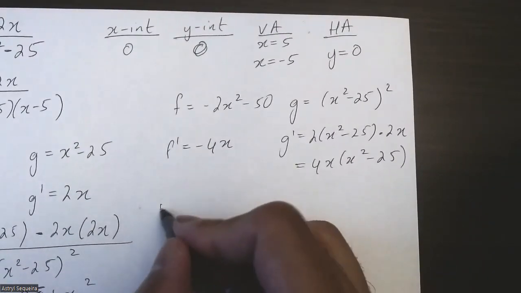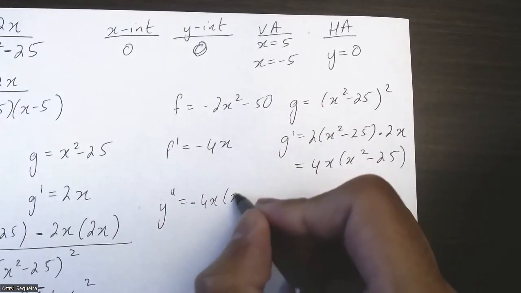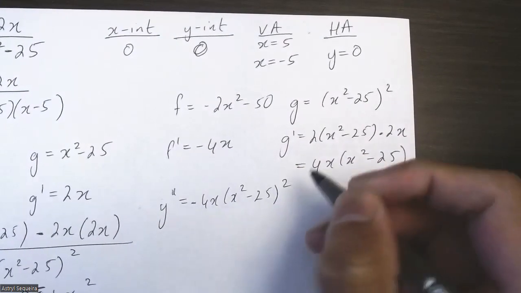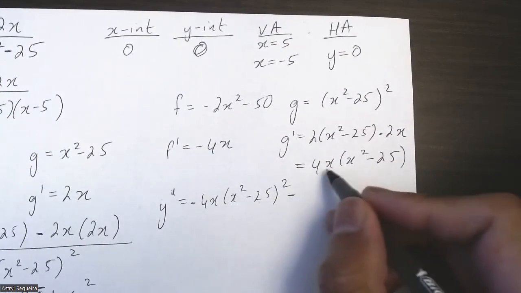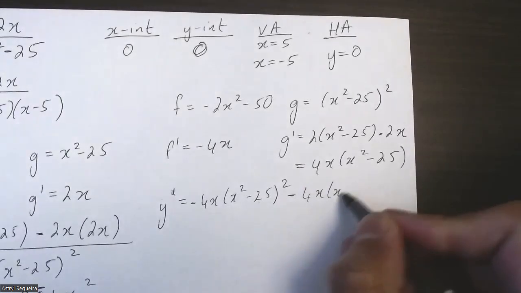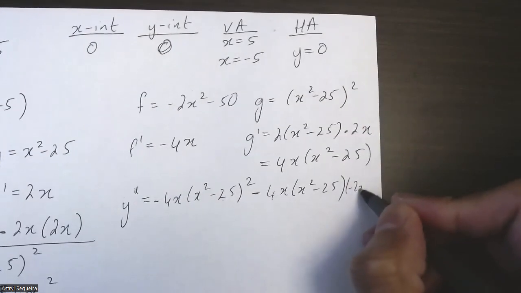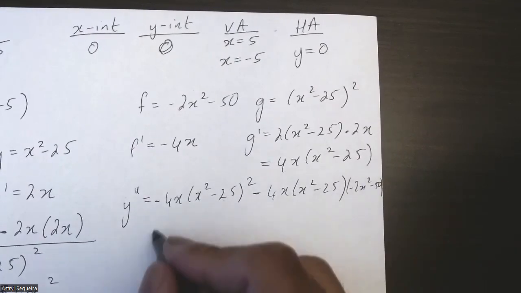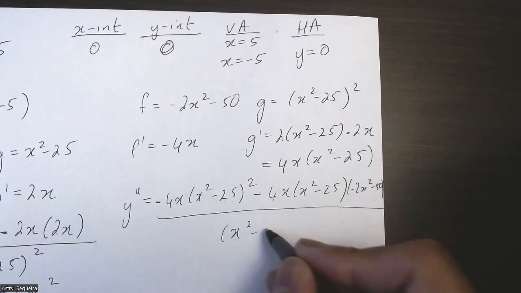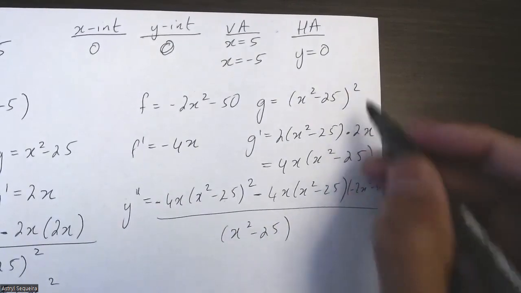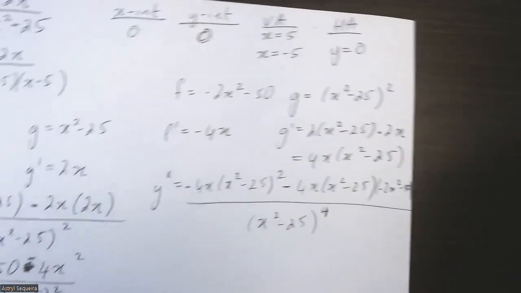Okay, now I've got to do my y double prime using my quotient rule. So negative 4x times x squared minus 25 squared. f prime g minus g prime, 4x times x squared minus 25, times f, which is negative 2x squared minus 50. And this is all divided by g squared. So that's x squared minus 25, and there's a square here. If I square that again, the new exponent is 4.